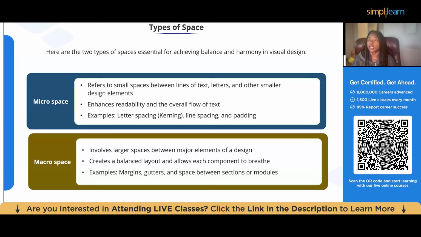Then you have to get into macro space, which is of course more space. It involves larger spaces between major elements of design. It creates a balanced layout and allows each component to breathe. Some examples of macro space are margins, gutters, and then the space in between sections or modules.